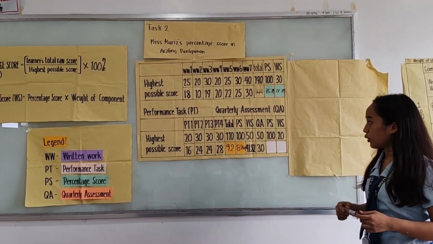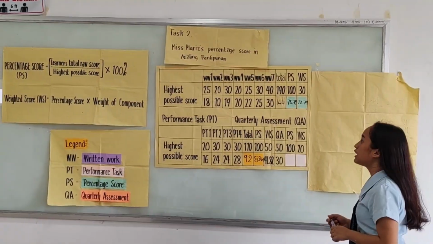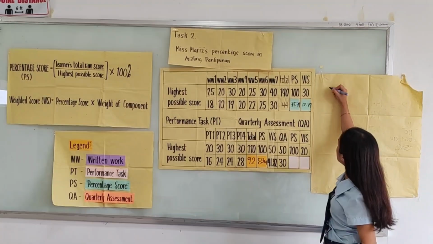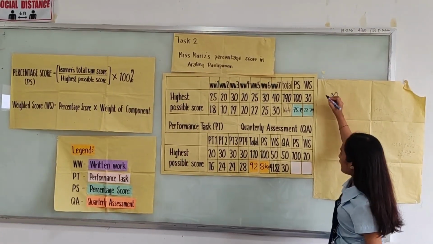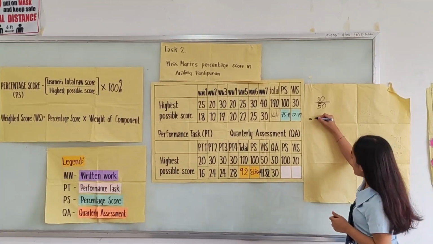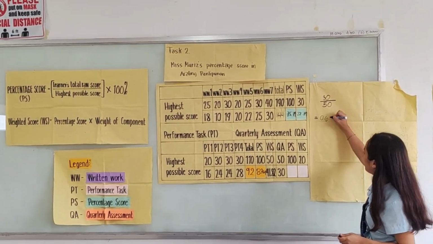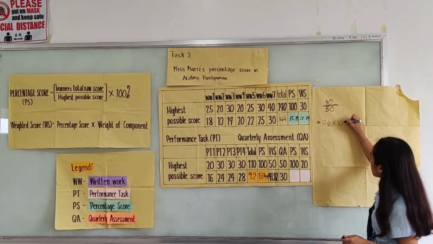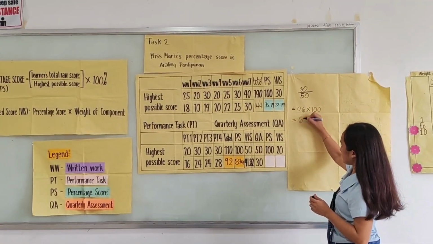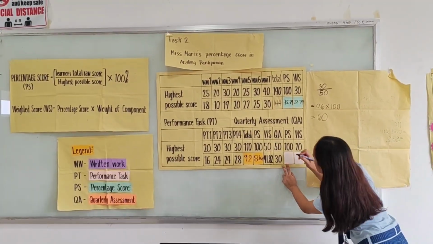So, to complete this table, we need to get her weighted score in the quarterly assessment. To get the percentage score, we need to divide the row score, which is 30, by the high score, which is 50. So, the answer is 0.6, and we need to multiply it by 100. And the answer is 60.